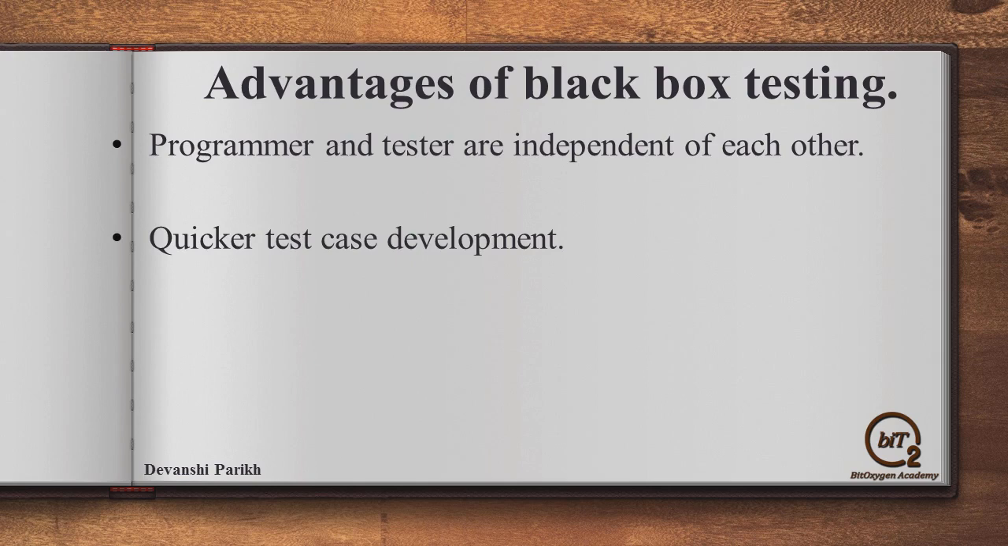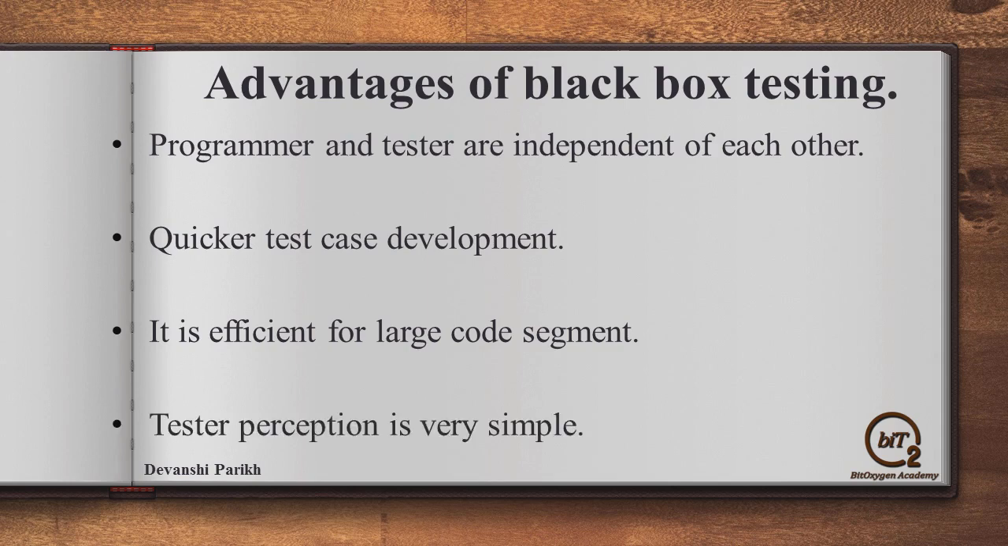Second one is that quicker test case development, as we avoid the internal code structure of the software in black box testing. In the same way, we won't be required to consider the code while testing it. Hence, there will be a smaller number of test scenarios, which will make the test case development process faster and easier. Third one is that black box testing will be easier for large code segments, as we will be focusing and testing only the functionality of that large code instead of testing the large code segment. The fourth one is that the tester perception will be simple, as the tester will only need to test the input and output for the given input and check if it matches the expected outcome or not.